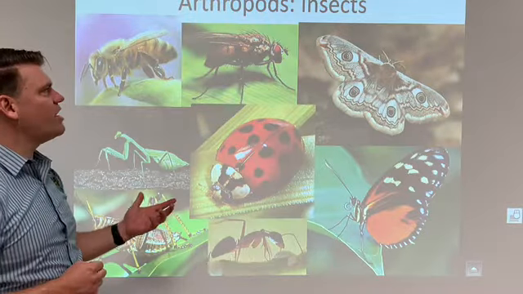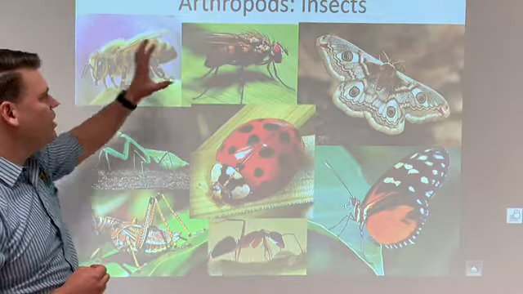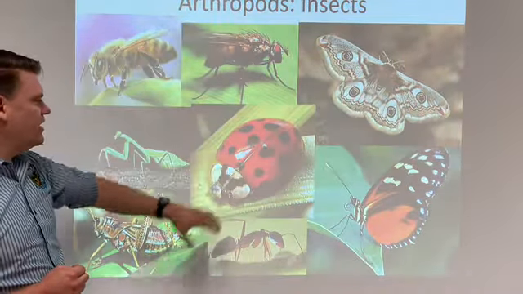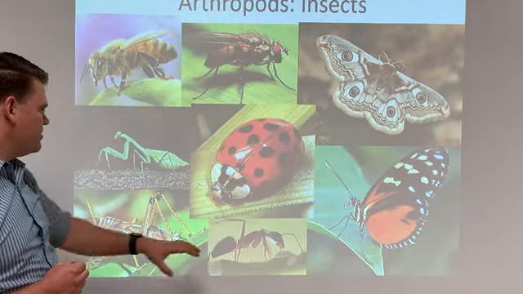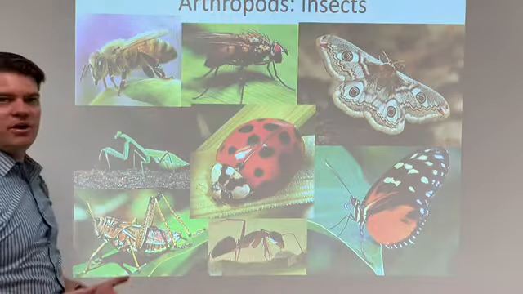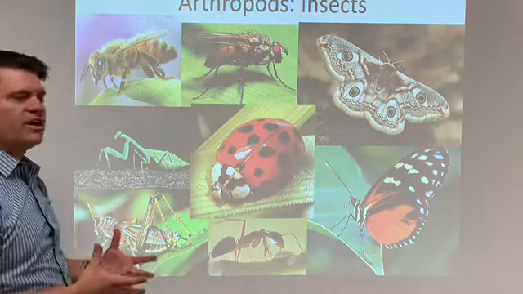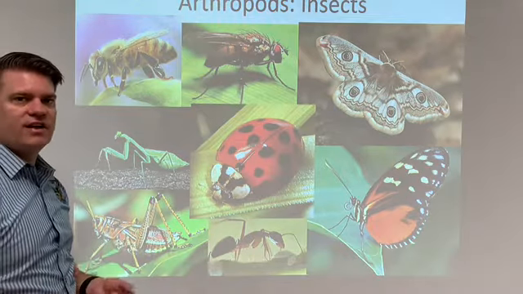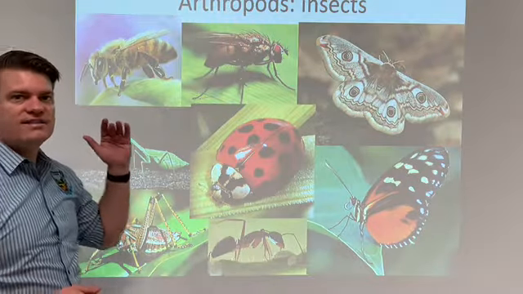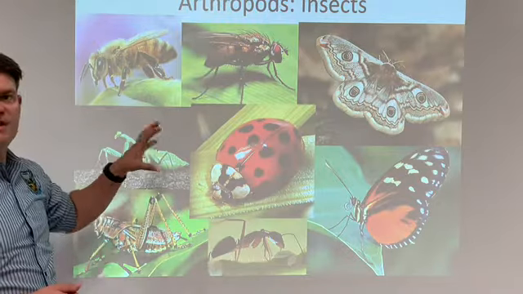All right, and then our last arthropod is our insects. That could be bees, flies, butterflies, moths, ladybird beetles or ladybugs, ants, grasshoppers, praying mantis, a whole bunch of different types of insects out there. If you're looking at a bug and trying to figure out if it's an insect, one way is to look at how many legs it has. Insects have 6 legs. Arachnids had 8 legs, insects have 6 legs, and millipedes and centipedes have many, many legs.